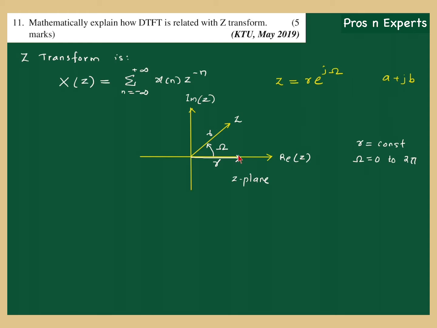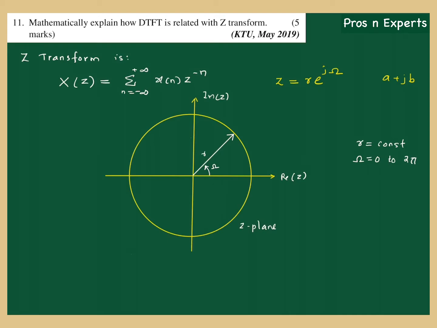What will you get? Omega equal to 0. You vary omega in the counterclockwise direction, so it goes like this, becomes 90 degrees, then goes like this, becomes 180 degrees, then 270 degrees, and finally 2 pi. What you get is a circle. Obviously, this is a circle. This is what I intended. I kept r constant and changed omega from 0 to 2 pi so that I got a circle in this z plane.